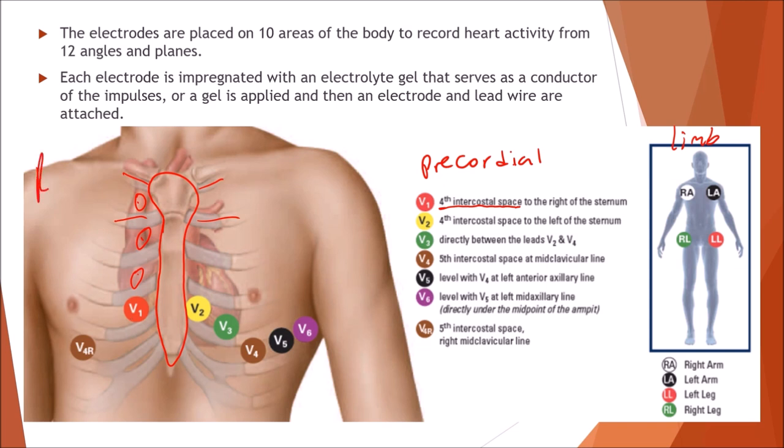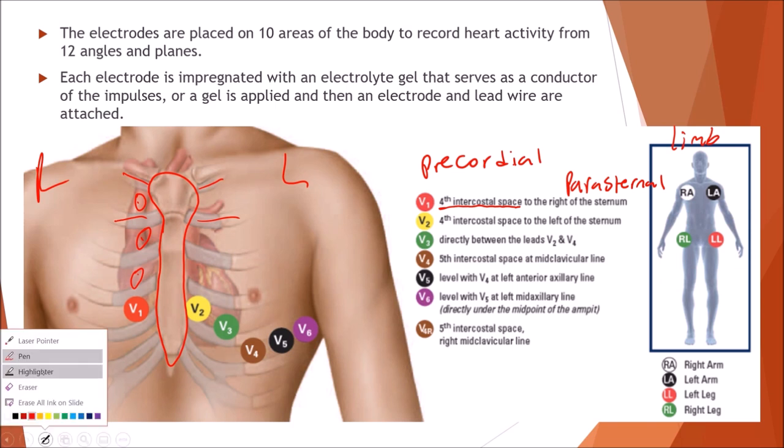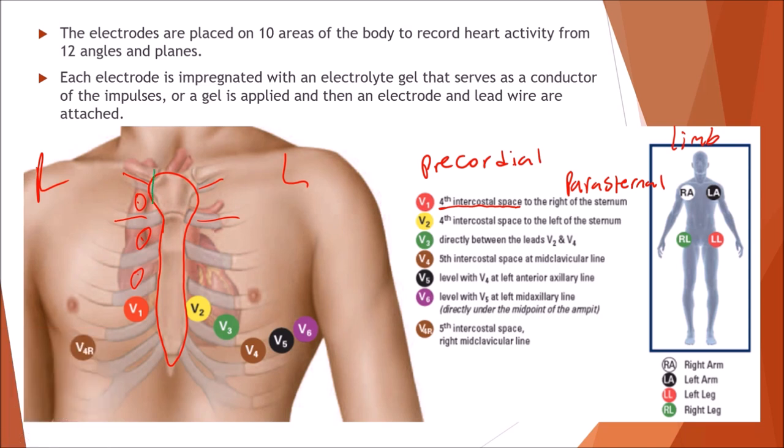So again, remember, this is right and this is left. Now you might also see right parasternal, which basically means next to the sternum. So the V1 goes on the fourth intercostal space, right parasternal line. Now, what does parasternal mean? Well, there are imaginary lines. So if it's right next to the sternum, that is the parasternal line.